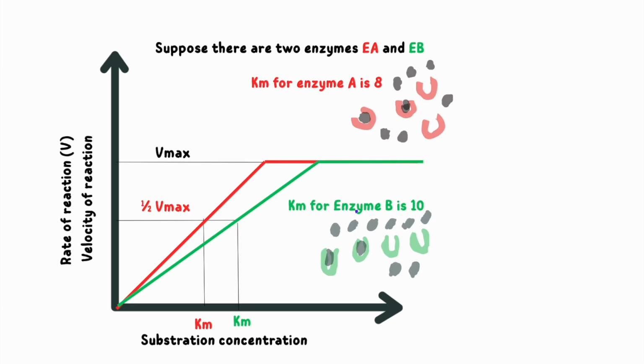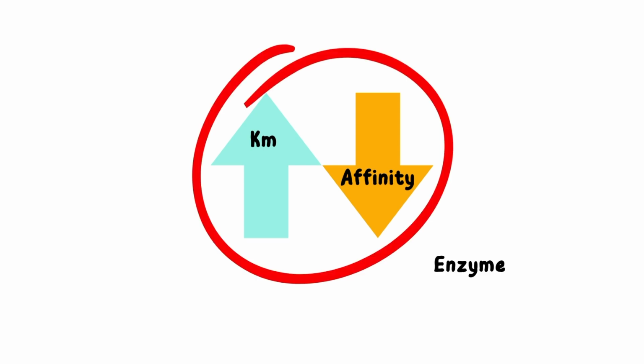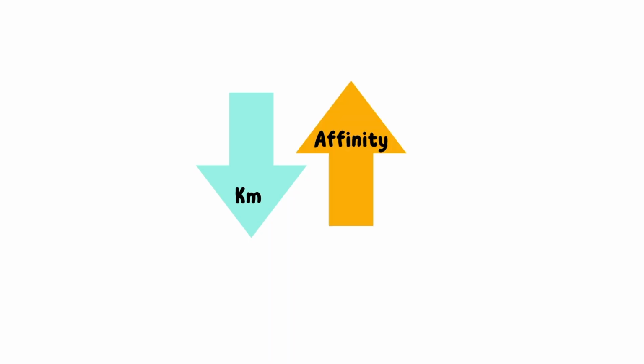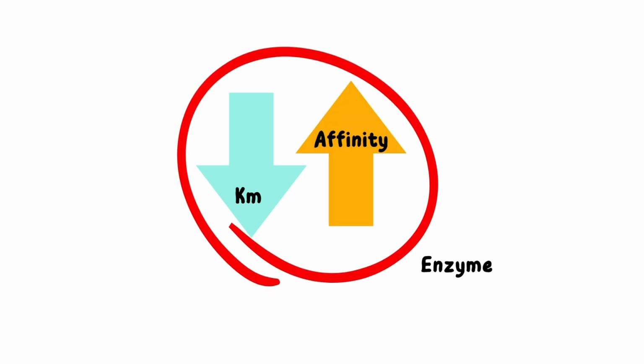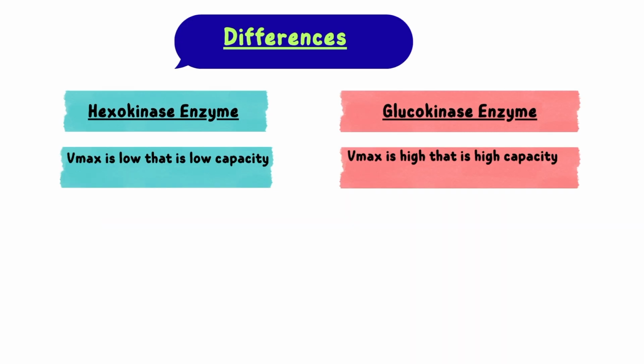Hence from this graph we can say that the higher the Km, the lower is the affinity of the substrate towards the enzyme, and the lower the Km, the higher is the affinity of the substrate towards the enzyme. Affinity for glucose is high in the case of the hexokinase enzyme and the affinity for glucose is low in the case of the glucokinase enzyme. The Vmax of the hexokinase enzyme is low, that is, it has low capacity, whereas the Vmax of the glucokinase enzyme is high, that is, it has high capacity.